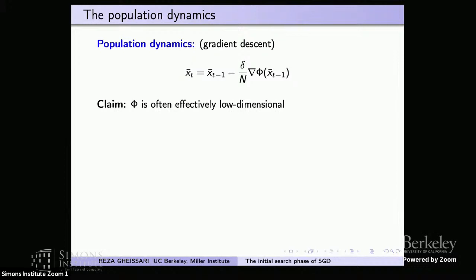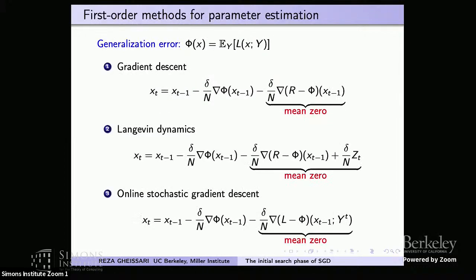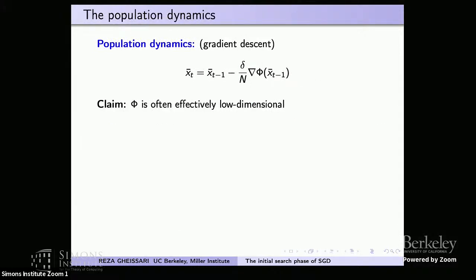So let's view these systems as a perturbation of just a population dynamics, which is how you'd view the system if you were in a kind of fixed dimension setting or a low dimensional setting. And then we'll get to the role of the extra mean zero term.